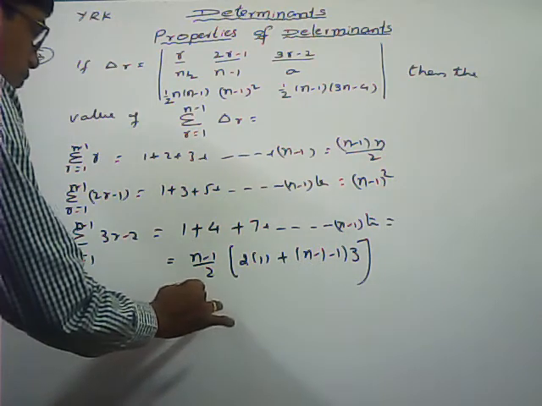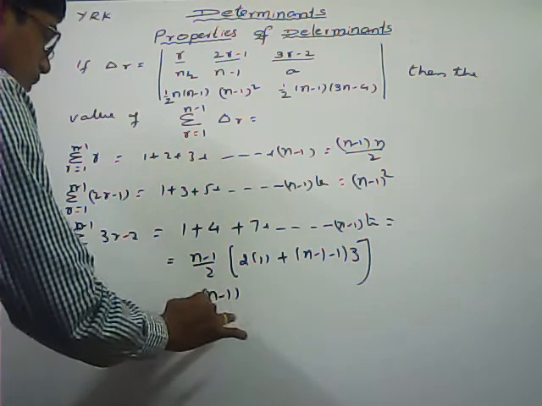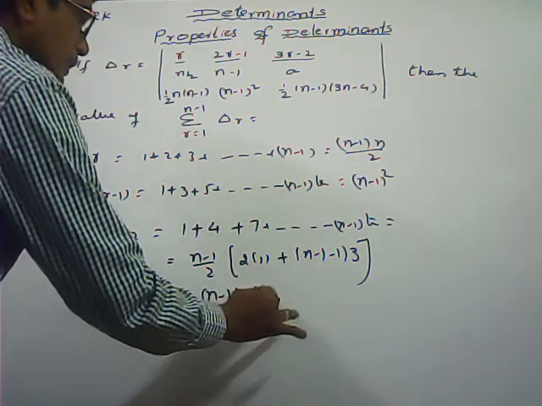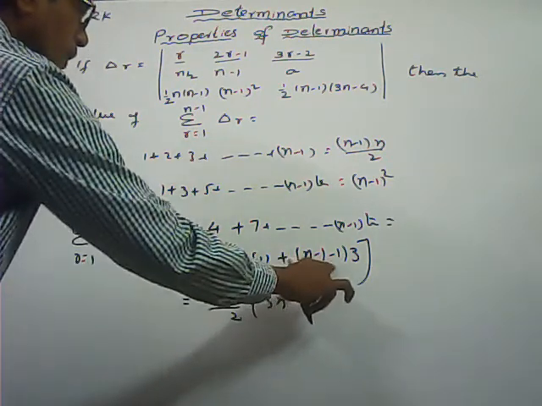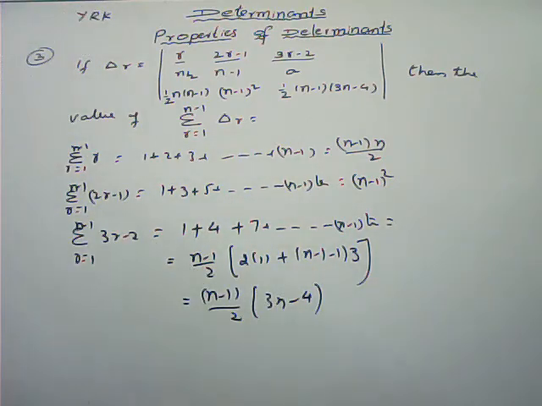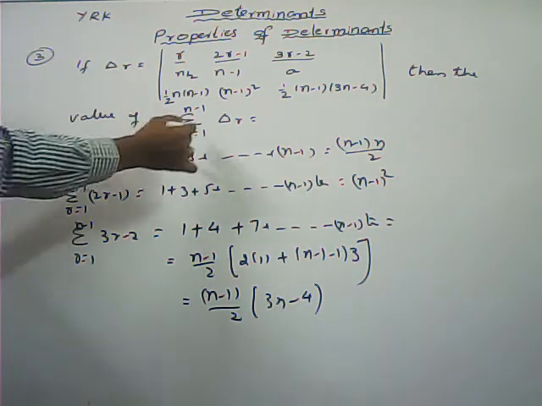That is equal to n minus 1 by 2 into 3n minus 6 minus 4, that is n minus 1 into 3n minus 4 by 2. Now, sigma, I am writing this one only.